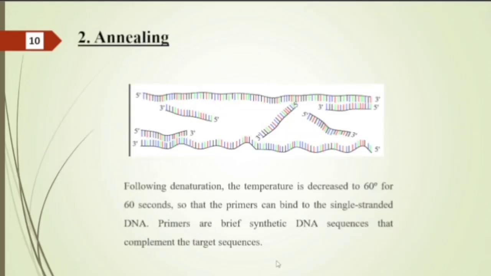Second step is annealing. Following denaturation, the temperature is decreased to 60 degrees for 60 seconds so that the primers can bind the single-strand DNA. Primers are brief synthetic DNA sequences that complement the target sequences.